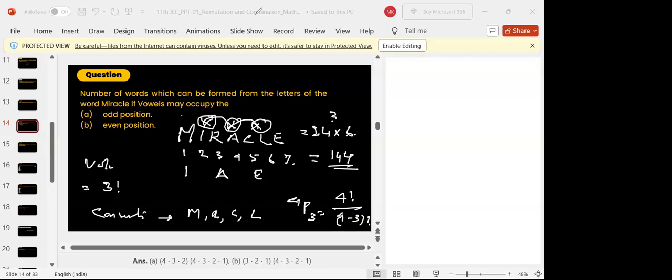It is not combination, it is arrangement, permutation. Arrangement is needed.